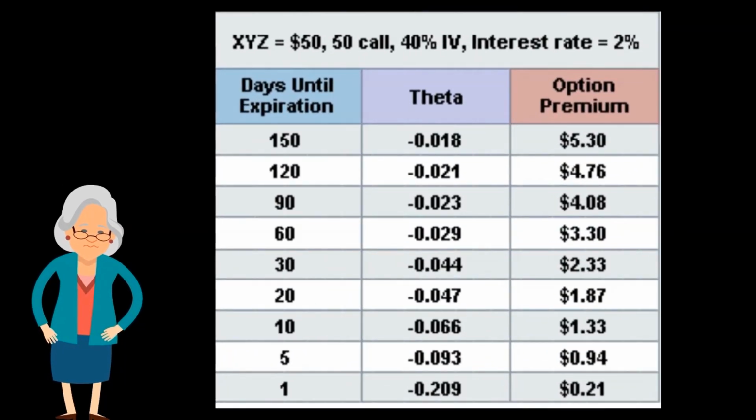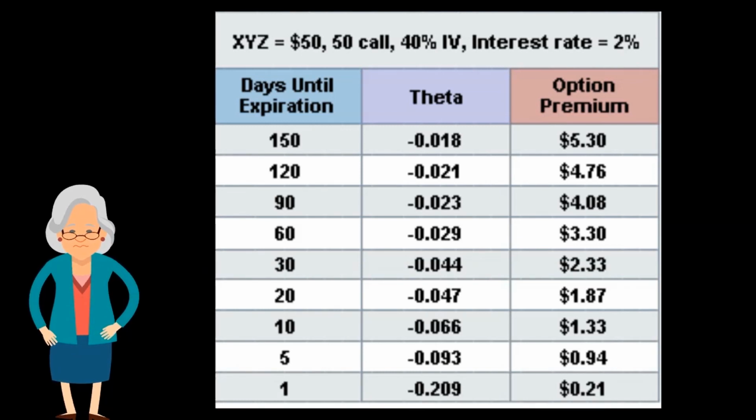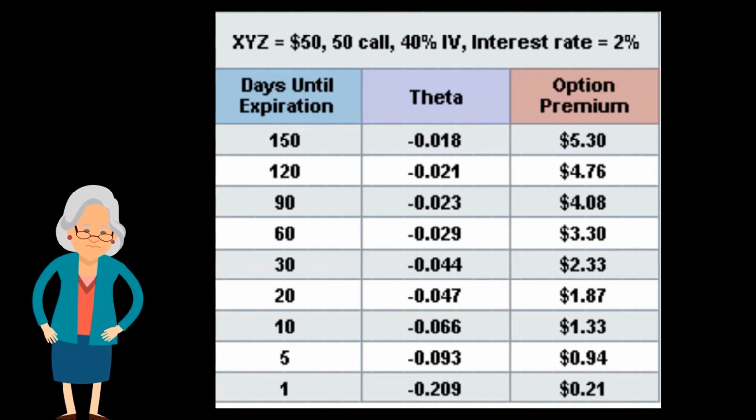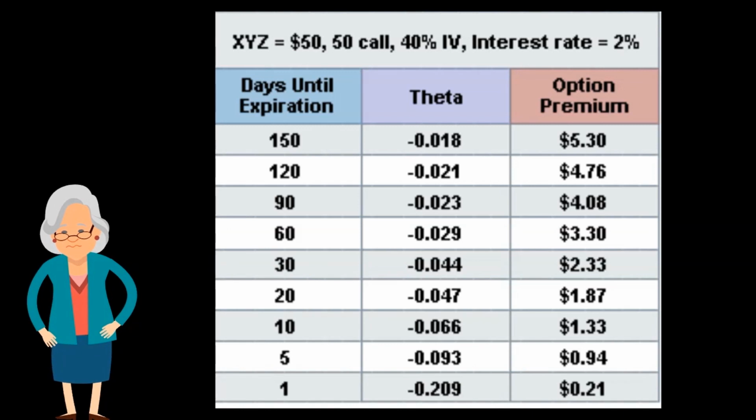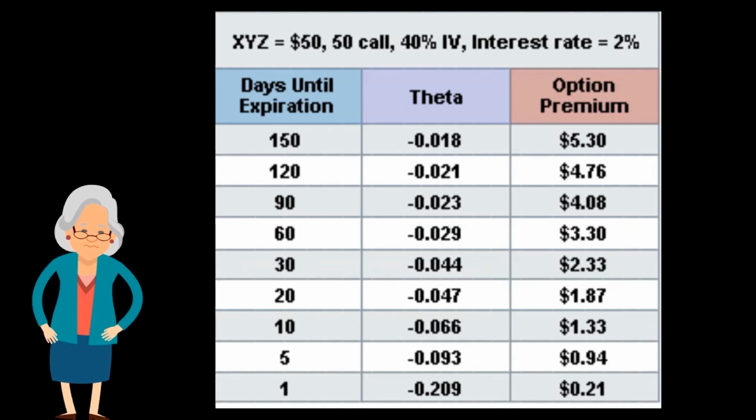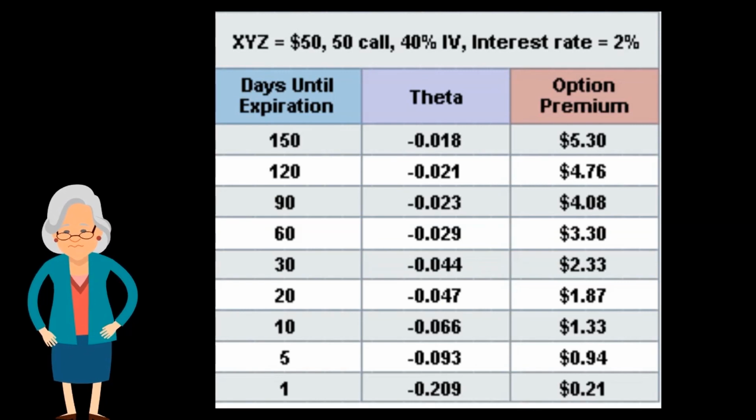Here's a chart. We have 150 days to expiration. Theta is 0.018. Option premium right now is $5.30, which is $530. Over 30 days, it dropped every day 0.018, bringing it down to $4.76. We can see how much the value drops till the last day. That premium is 0.21 cents, all the way down from $5.30.